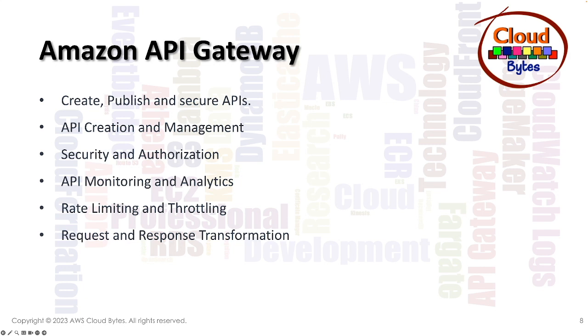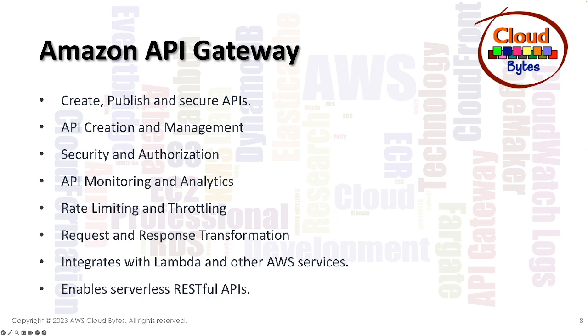Request and response transformation. This is primarily when you get a request, you can transform it, you can map it to a different kind of request, and then send it to the execution for whatever is handling it, because you can have a Lambda take that request, you can have any other compute service take that request. And then the response comes back from that particular service, whatever compute service you have, and then you can do the transformation, send the response back. You have good integration with Lambda and other AWS services.